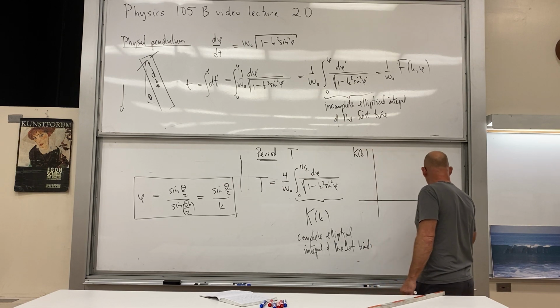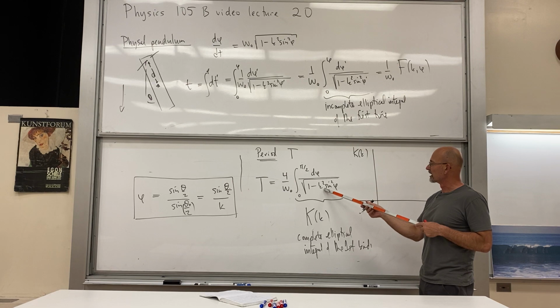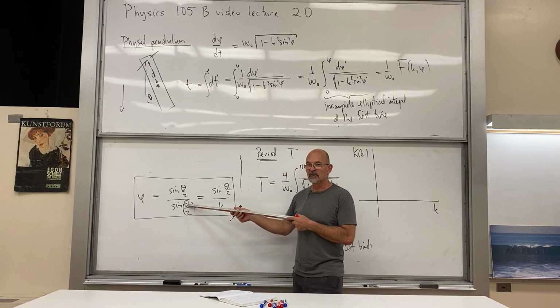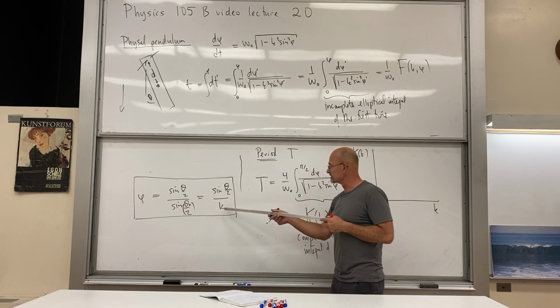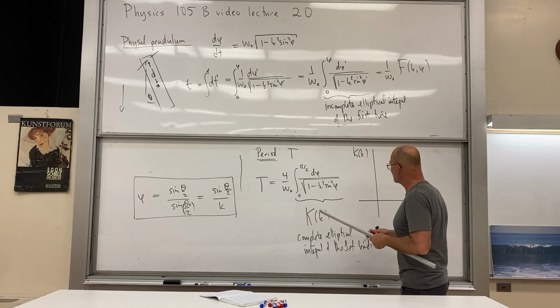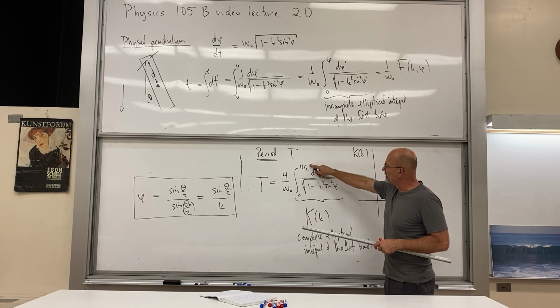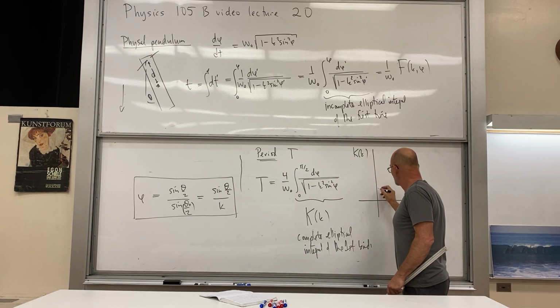K of k. Okay, so when k is equal to 0, that means theta naught is equal to 0. So it's the limit of the small angle approximation. When k is equal to 0, we just have the integral of 1 d phi from 0 to pi over 2. Okay, so that integral is just equal to pi over 2.